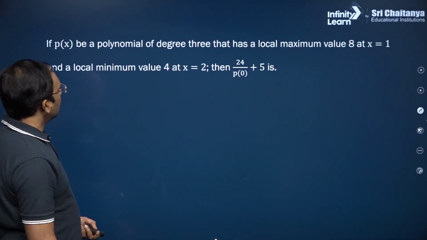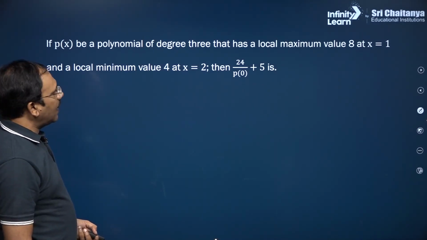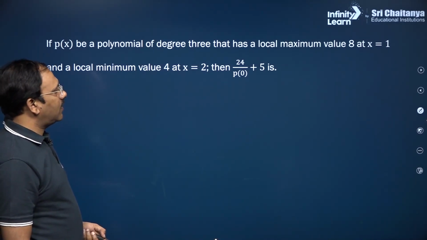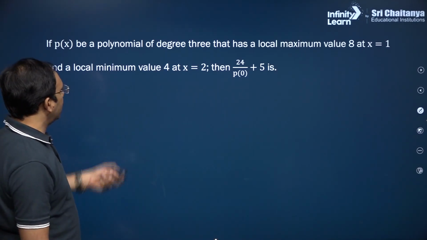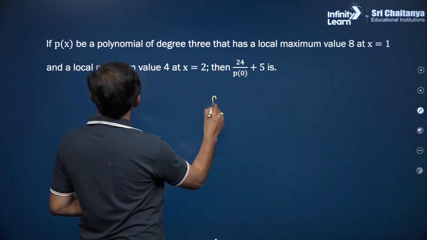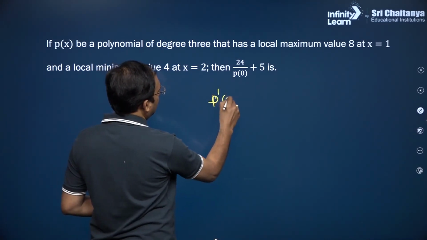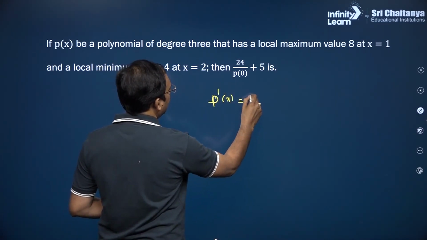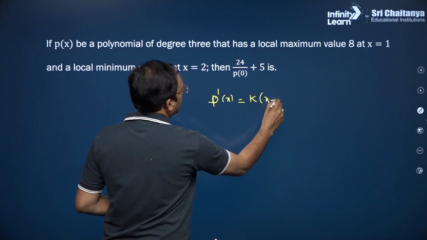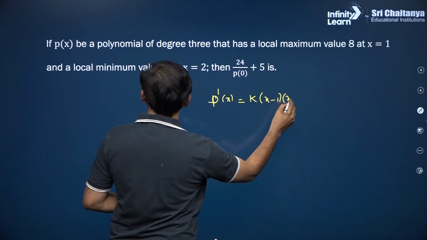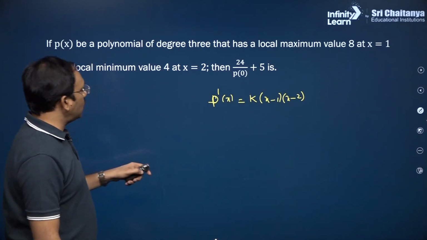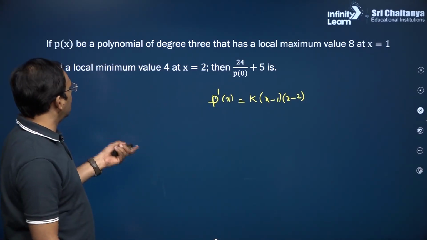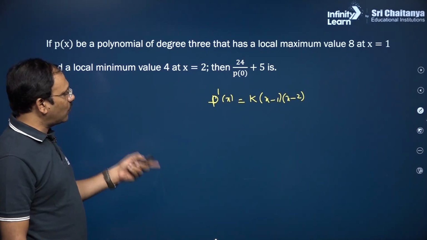Next, my dear friends, the polynomial of degree 3 has a local maximum value 8 at x equal to 1, and a local minimum value 4 at x equal to 2. So, that means P dash x you can take like, you see, some number k into (x - 1) into (x - 2), because its derivative must be 0, because it is a cubic, right, its derivative will be 0 at 1 and 2.